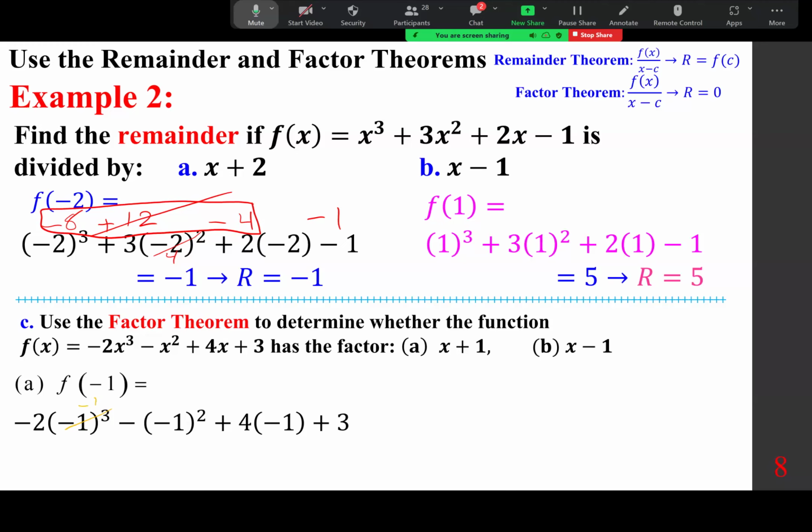Negative 1 times negative 2 becomes positive 2. This is positive 1, so it becomes minus 1, minus 4, plus 3. They add up to 0. Therefore, the answer is yes.